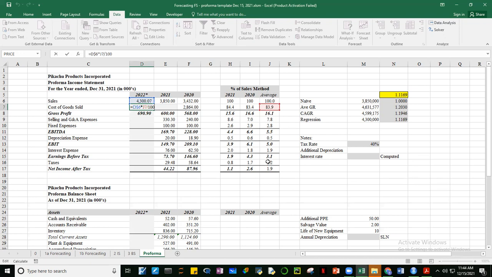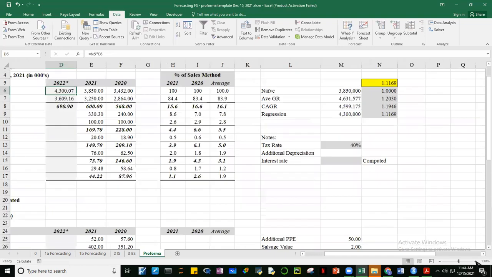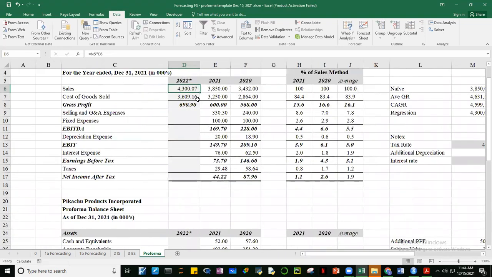Dapat meron ka ng average. Nakuha mo na ba to? Yes, sir. Okay. So that's your sales. I-fix mo yung row kasi mamaya ikakopy din natin to sa iba. Multiplied by the average cost of goods sold, then divide by 100. Dave, yung sales mo ba dito 4,300? Baka iba yung sales mo dito?